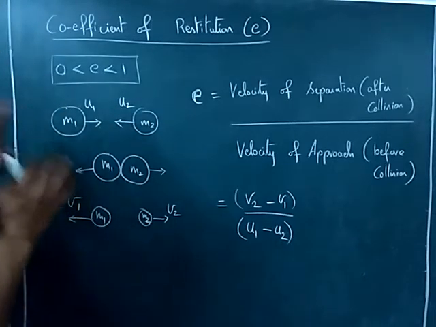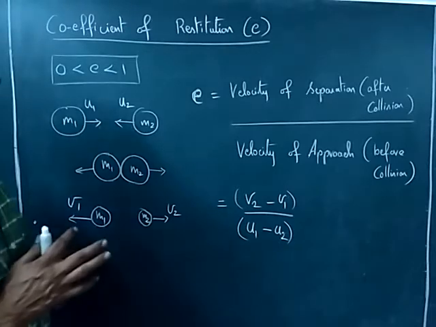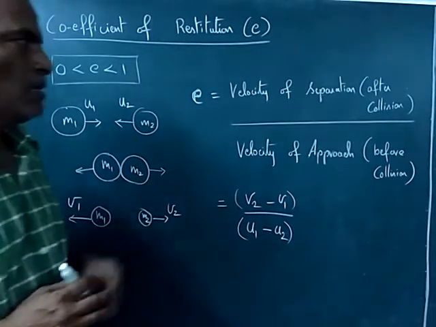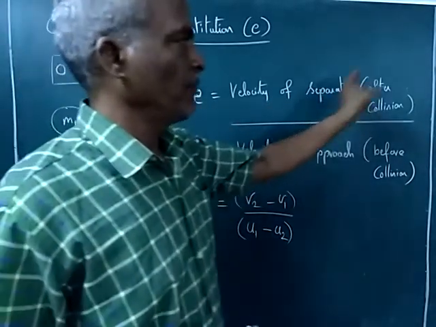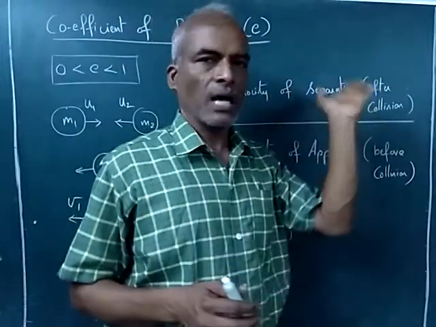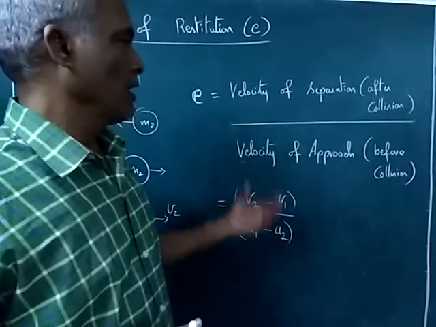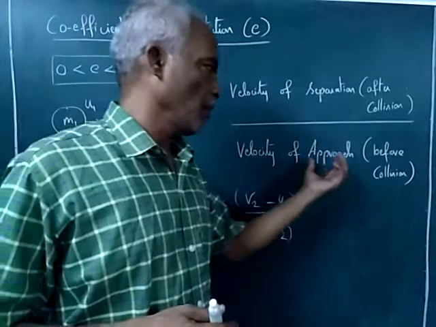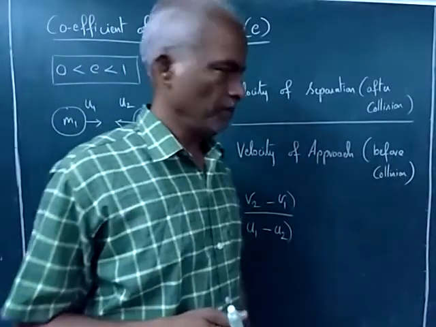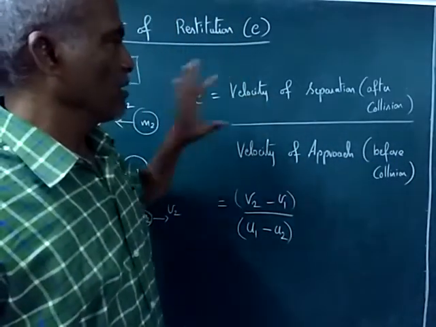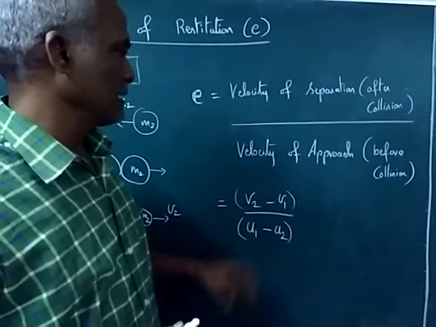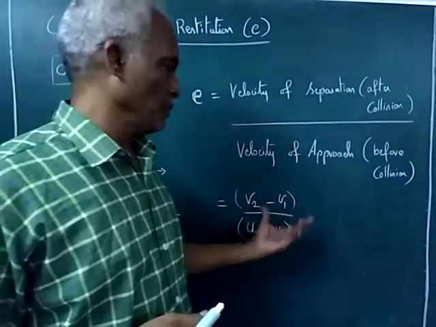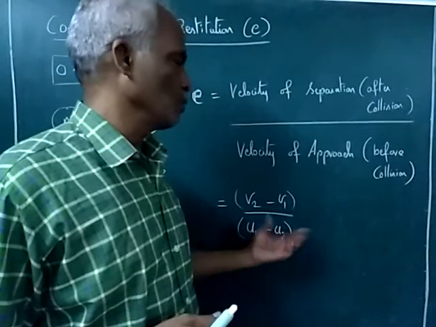So if this is the situation, we can define the coefficient of restitution as the velocity of separation after collision. So the numerator term is after collision, and the denominator term, velocity of approach, is before collision. So we can always write this small e as v2 minus v1 divided by u1 minus u2.